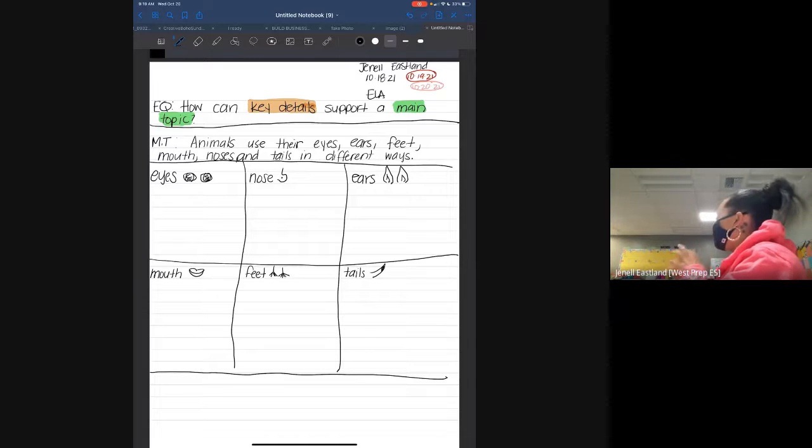And so what we did yesterday is we began to lay the foundation or to gather the information for how the animals are using their body parts. Now, you have 2 ways that you could find this story. You could find this story on Clever. There's also a YouTube link on Canvas that has the story up there. I even read the story.